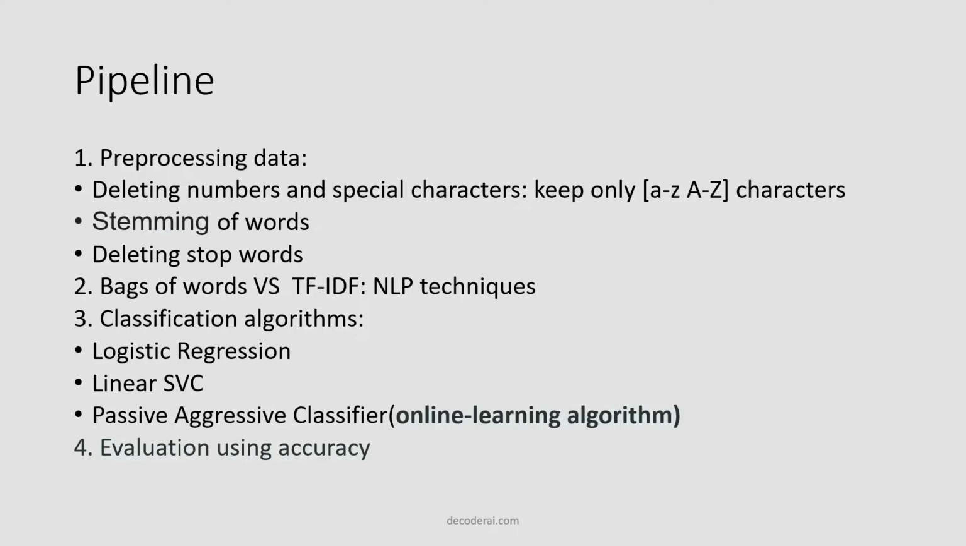First, we will preprocess the data by deleting the numbers and special characters. We will delete the stop words. We will stem the words. The second step is we will apply NLP techniques like bag of words and TF-IDF. The third step, we will apply classification algorithms. The three algorithms we will use in this example are logistic regression, linear SVC, and passive-aggressive classifier, which is an online learning algorithm. And the last step, we will evaluate the algorithms by using the accuracy metric.